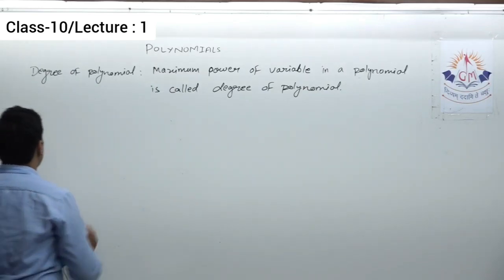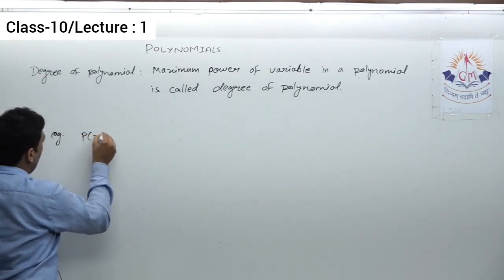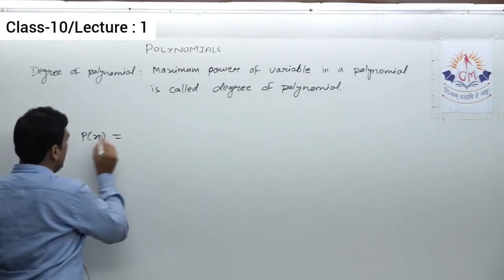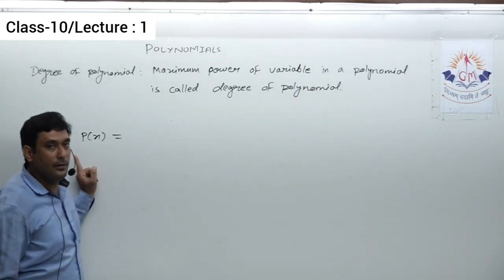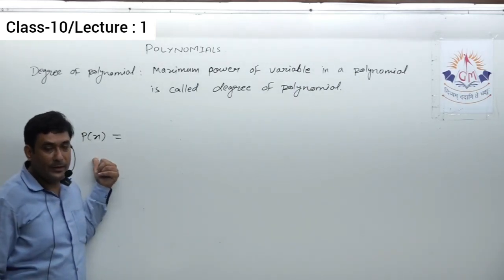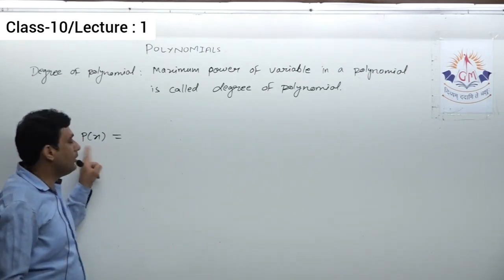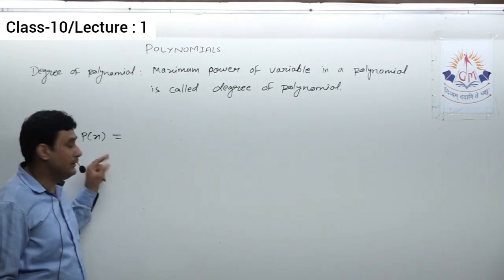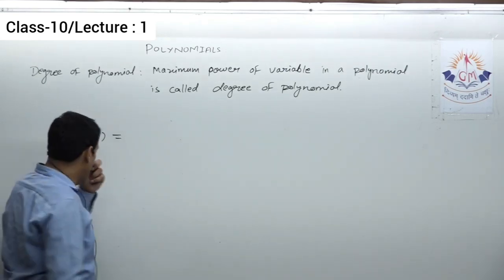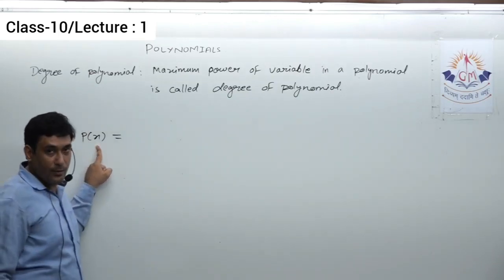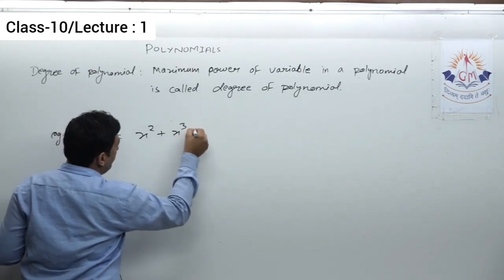So now for example, if I write p(x) is equal to, see, this is the way to denote a polynomial, p(x). Here p does not mean polynomial. Instead of p(x) I can write q(x), q(y). This is also not the multiplication of p and x. It's just a notation to represent the polynomial, where x represents the variable of the polynomial. So if I write x square plus x cube plus 3.